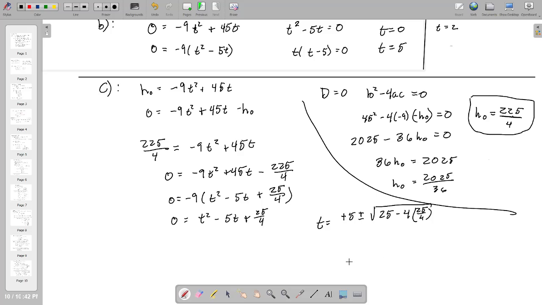It should be easily seen that this is 0, specifically because we set it up to be 0 by using the discriminant is equal to 0. This is all divided by 2 times a, which is just 1, so 2. So t will equal 5 over 2. That's the time at which it reaches a maximum height.